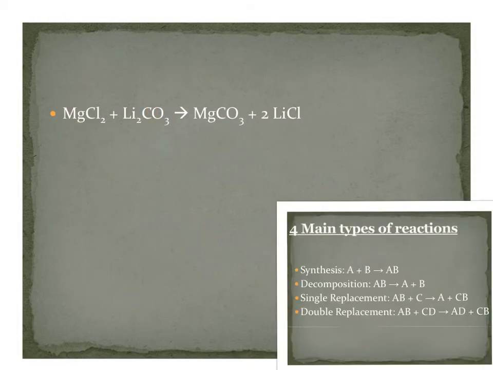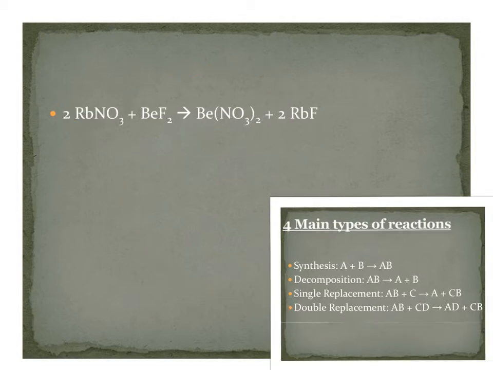In this example, you have two compounds and the elements switch places with one another. In this case, Mg switches places with Li. And so this is an example of a double replacement. This is two compounds switching places with one another. So in this case, Rb switches places with Be. So this is an example of a double replacement.